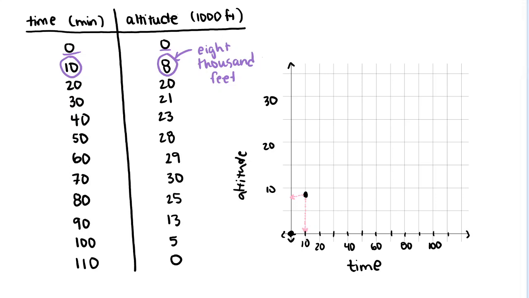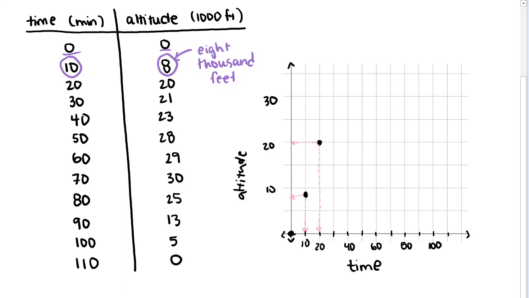At 20, 20, well, that's saying that's this point here. Right, maybe let's make sense of these. So if I look down to my time axis, my point corresponds to a time of 20 minutes, and if I look left to my altitude axis, my point corresponds to an altitude of 20, which means 20,000 feet in the air. Okay, so let's keep going.